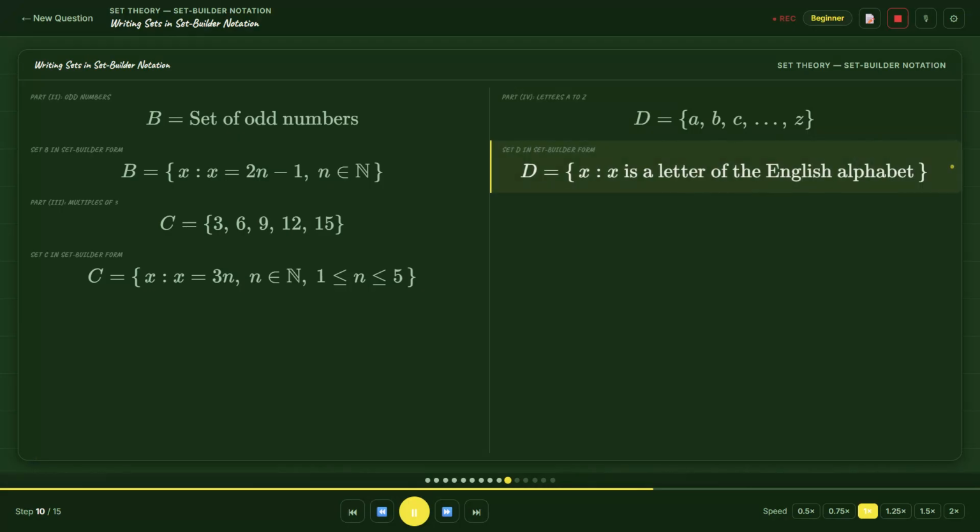Here it is. We just say X such that X is a letter of the English alphabet. Simple and clean. This rule picks all 26 letters from A to Z.